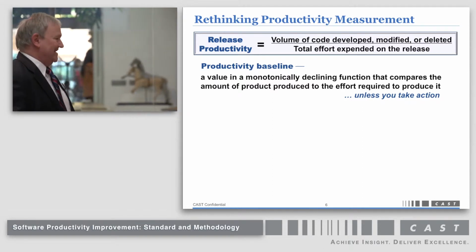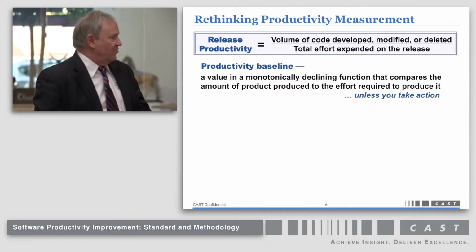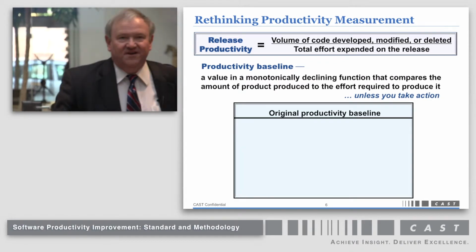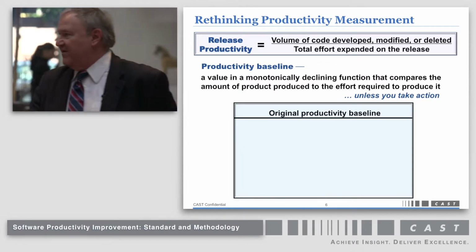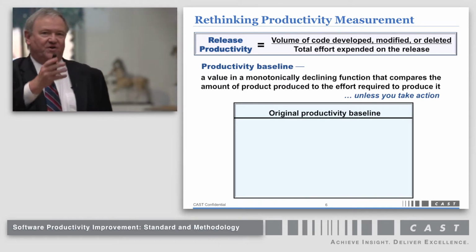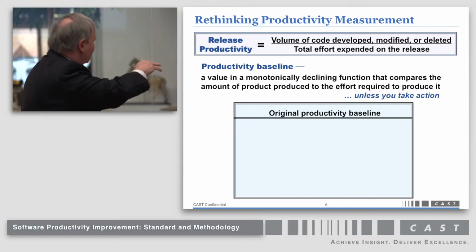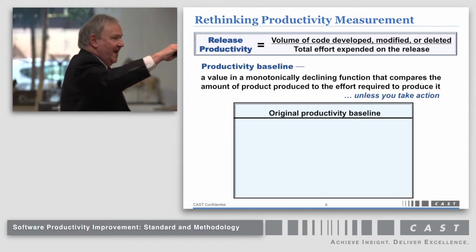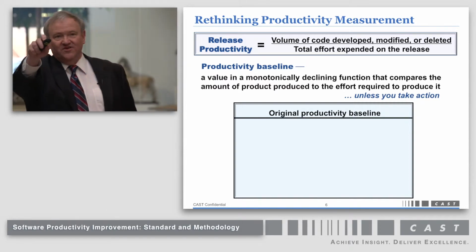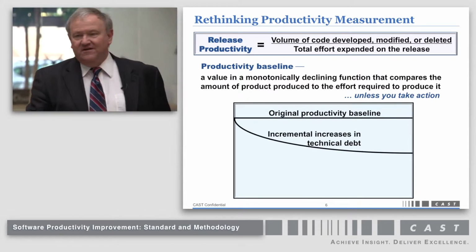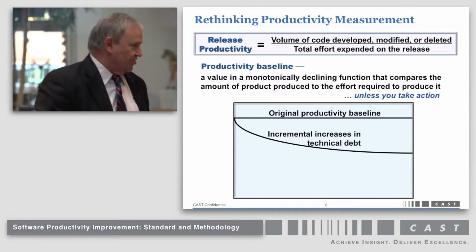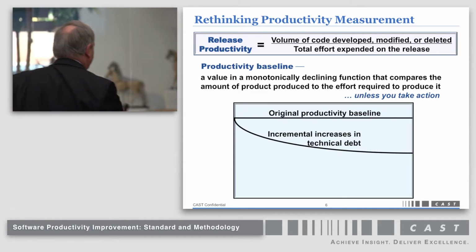Why would I say that? I mean, people will still work at the same rate, right? The problem is, let's look at an original productivity baseline across time. And that's what, as an executive, I would think: once we can establish our productivity level, we'll be able to sustain that because we have the same tools and the same processes. There's only one problem: technical debt. The code continues to get worse unless we do something about it.